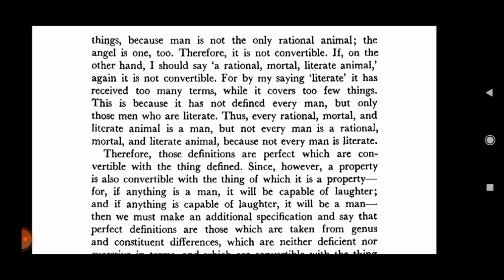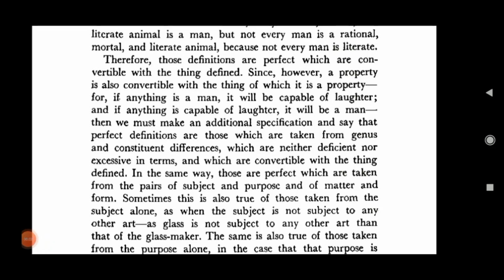If on the other hand I should say a rational mortal literate animal, again it is not convertible, for by my saying literate it has received too many terms, while it covers too few things. This is because it has not covered every man but only those men who are literate. Thus, every rational, mortal, literate animal is a man, but not every man is a rational, mortal, literate animal, because not every man is literate. Therefore, those definitions are perfect which are convertible with the thing defined.